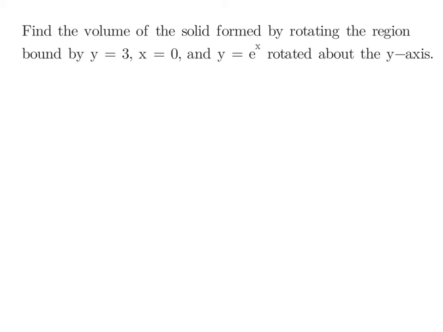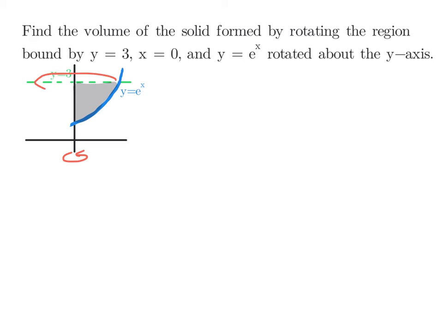The first thing that we should do is to graph what we're dealing with. When I graph it out, what I have in blue is our curve y equals e to the x. The horizontal line is y equals 3, and the line x equals 0 is going to be the y-axis. So here's our region that we're going to rotate around the y-axis. So every point on the curve is going to get spun around the y-axis like this. And so we'll end up with a shape kind of like this.